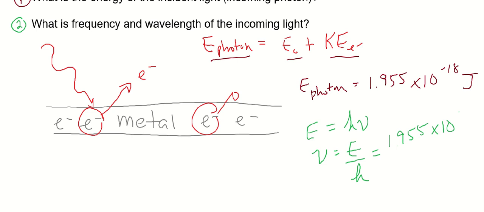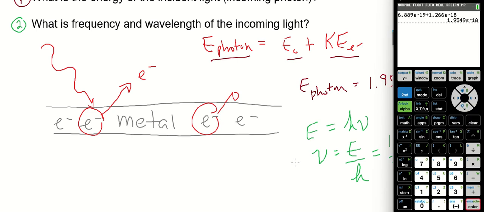I'll just write that again: 1.955 times 10 to the negative 18. Right, and then Planck's constant is 6.626 times 10 to the negative 34 joules seconds. All right, joules are going to cancel out, and we'll be left with per second. Let's go back to our calculator. That number is already stored there, so that's my energy. I'm just going to divide it by Planck's constant, which is 6.626 times 10 to the negative 34. Now sig figs matter, not placeholders, because we're dividing.